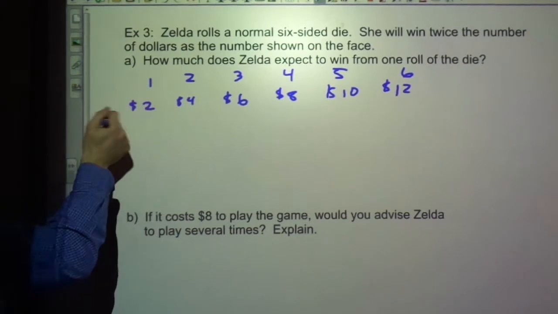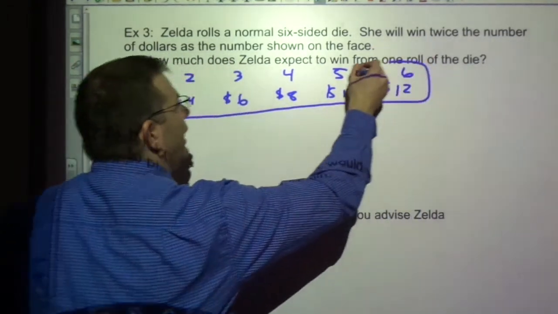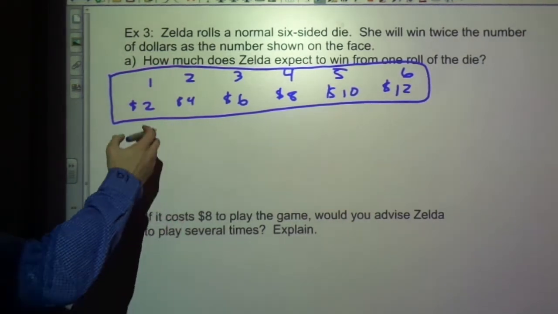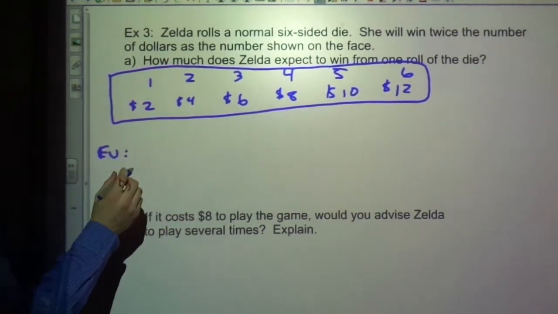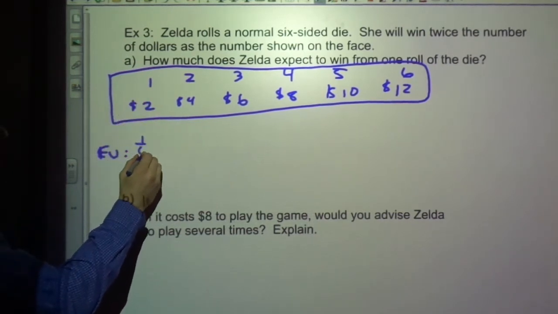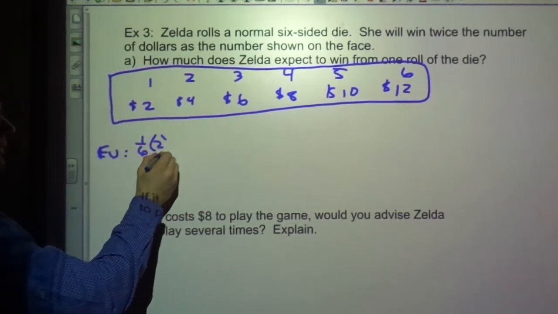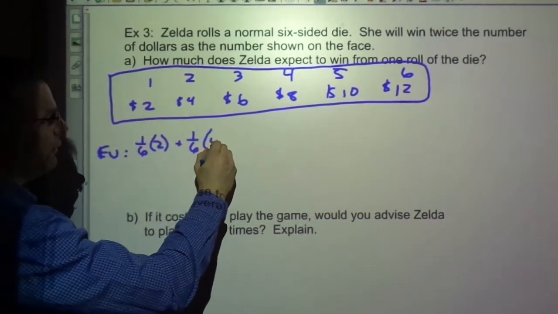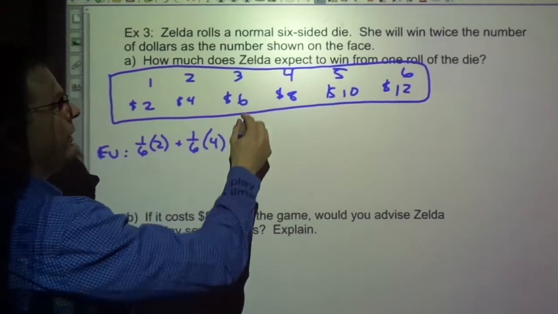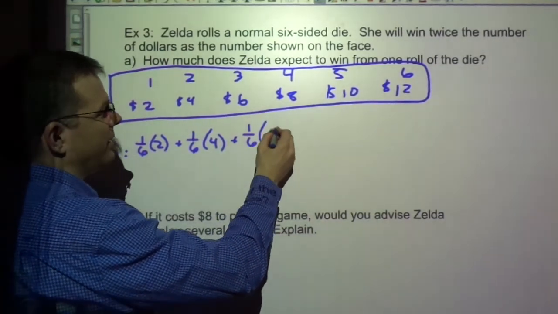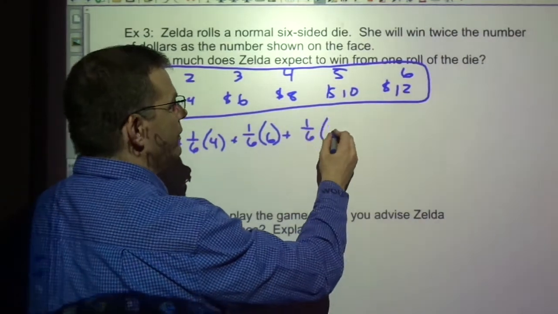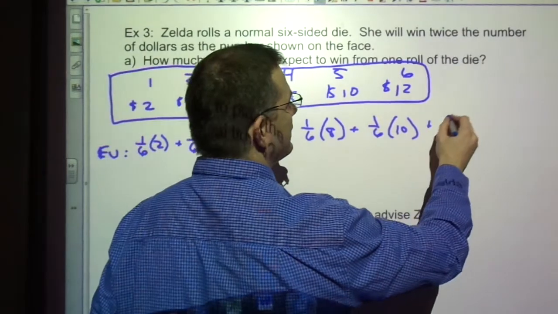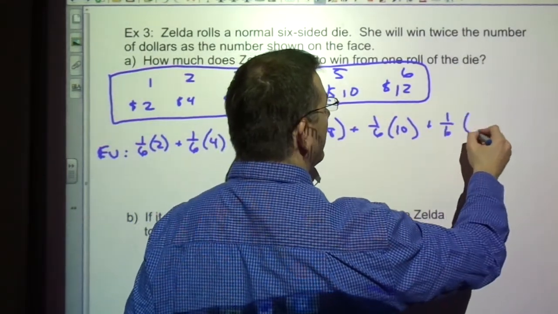Okay? So we've got this. This is what will happen when I roll the dice. Okay? What's the probability of rolling a 1? My probability of rolling a 1 is 1/6, and I will win $2 for that. My probability of rolling a 2 is 1/6, and I will win $4 for that. My probability of rolling a 3 is 1/6, and I'll win $6 for that. 1/6, I will win $8. 1/6, I will win $10. And a 1/6 chance I will win $12.